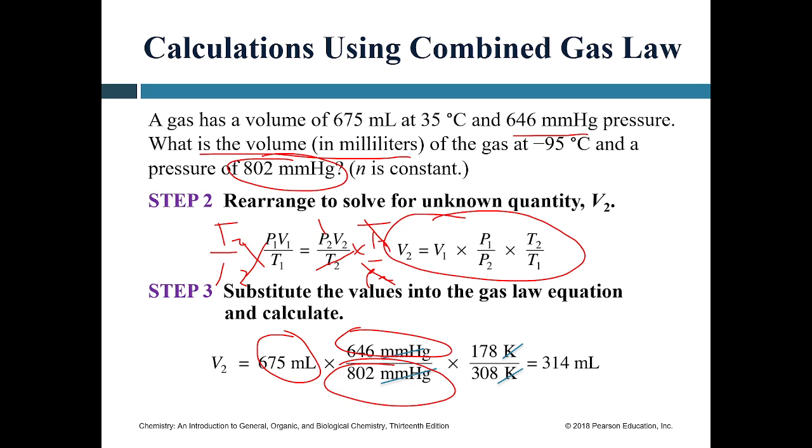The next thing we're going to do is take those Kelvin numbers we got before. So this is the T2 there, that's the T1 there. Now we just systematically go through the math and do it. We take 675 times 646, divide that by 802, multiply that number by 178, and then divide that final number by 308, and that gives you 314.